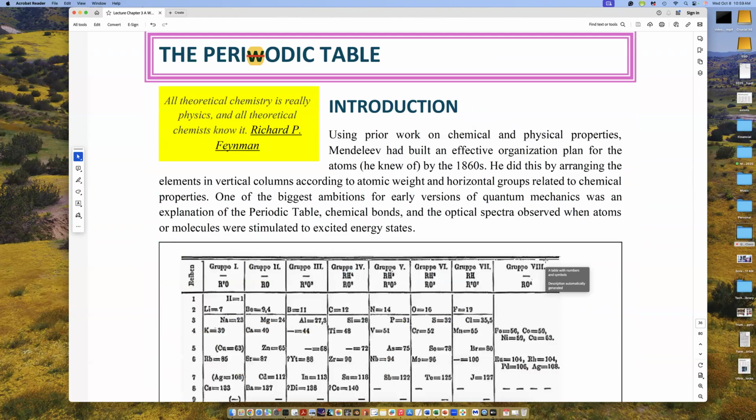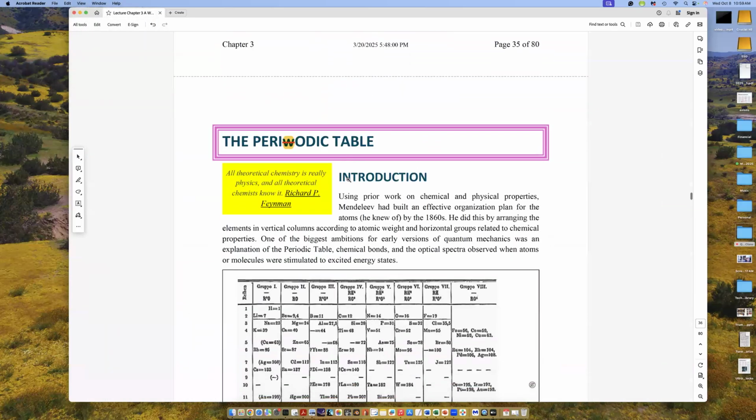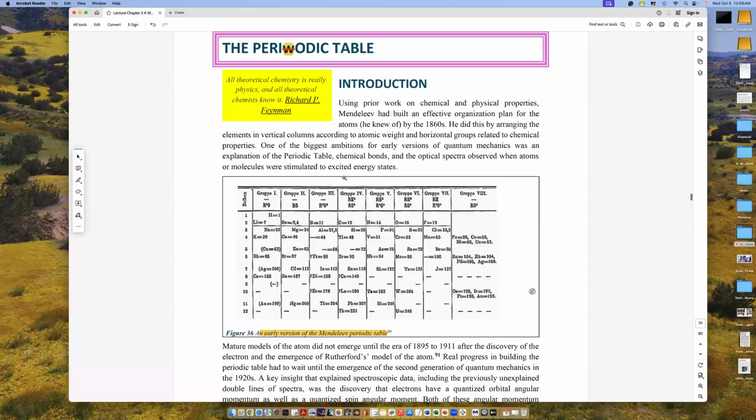Now we come to another application of quantum mechanics, and that is the ability to build a periodic table. One of these days I got to fix this. I got a typo there.